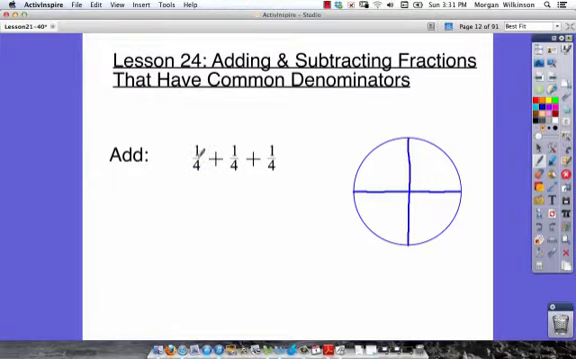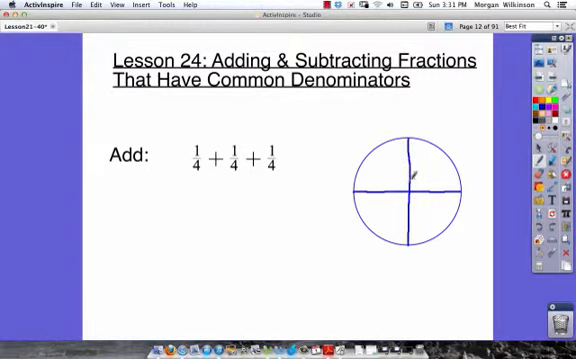So, in our first term, we've got a 4 as the denominator. Second term, we have a 4 as the denominator. Third term, there's a 4 as a denominator. So these all have common denominators. Remember, the top number on a fraction is called the numerator. Now I've gone ahead and sketched out a circle that's cut into 4 about equal pieces.